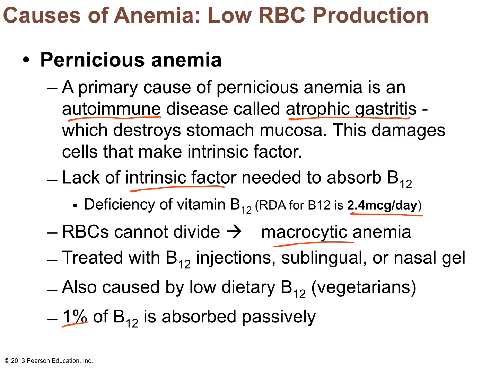Okay, so pernicious anemia. Now we said anemia is a symptom, not a disease, but a disease that can cause, or is a primary cause of pernicious anemia, is an autoimmune disease called atrophic gastritis. Now I corrected this in the notes because the way it was in the original PowerPoint notes made it look like pernicious anemia was the autoimmune disease, but we know anemia is not a disease, right? So what happens with atrophic gastritis?